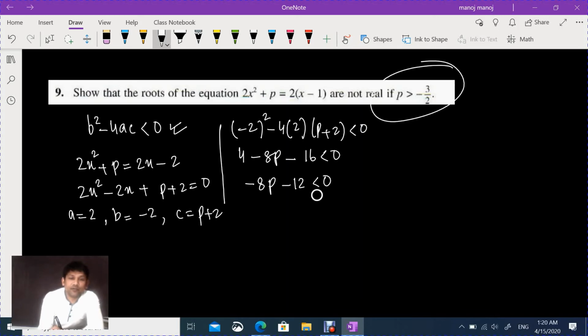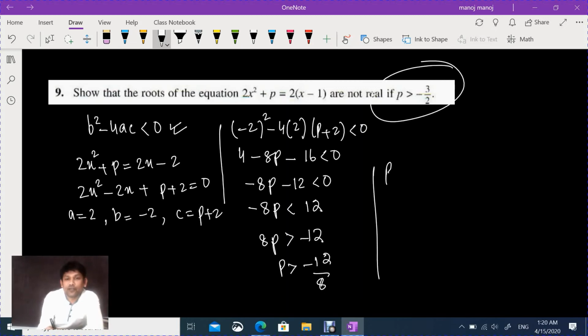When we are having an inequality with a negative sign, please be careful. This sign will change when I make it positive. In the last question I shifted this value to the right hand side, but here I am changing it. This minus will change the inequality, so it is greater than minus 12. So p is greater than minus 12 upon 8. When we simplify, the value of p is greater than minus 3 upon 2, and you have proved it. That was the answer.